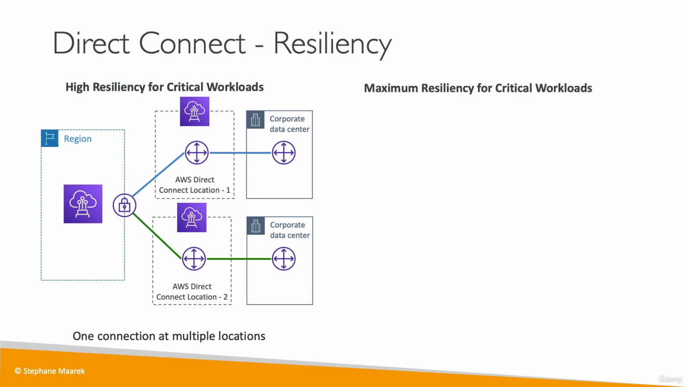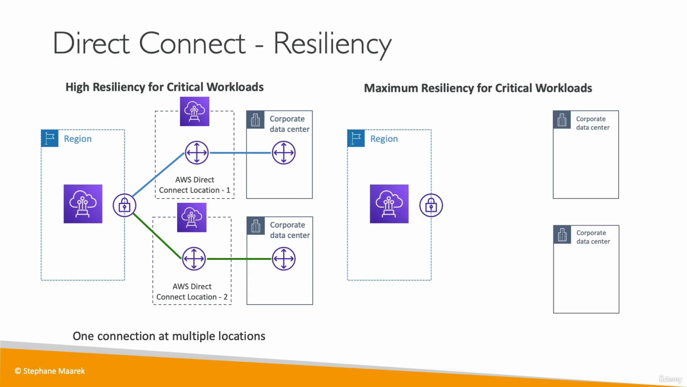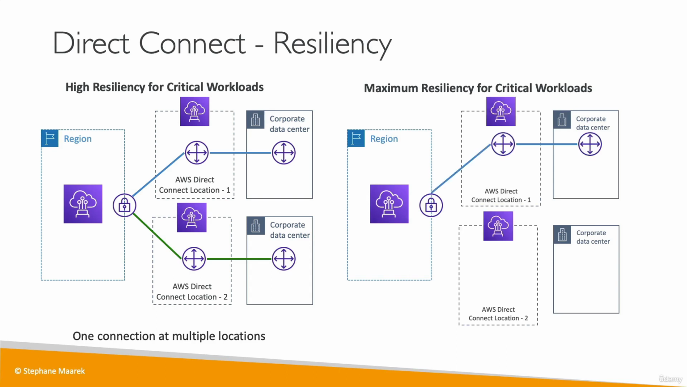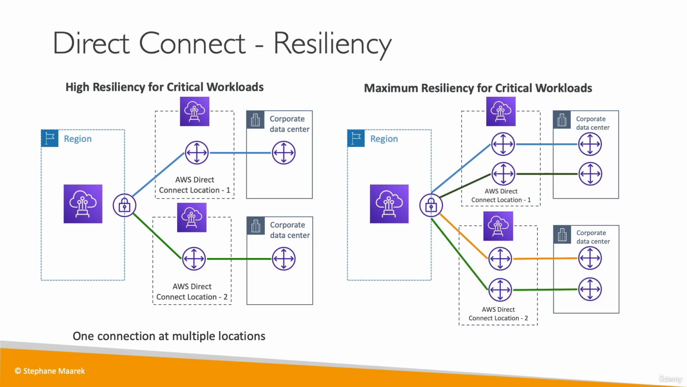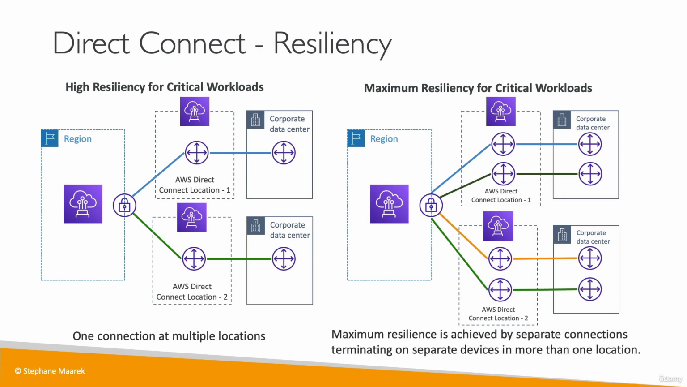But if you want to get maximum resiliency for critical workloads, and I emphasize the word maximum because it can come up in the exam, then you're going to have to set up, again, two Direct Connect locations, but this time each Direct Connect location will have two independent connections to give you maximum resiliency. So in this use case, we have four connections across two locations, going into AWS. And so maximum resilience is achieved by using separate connections terminating on separate devices in more than one location. So that's it for Direct Connect. I hope you like this lecture, and I will see you in the next lecture.